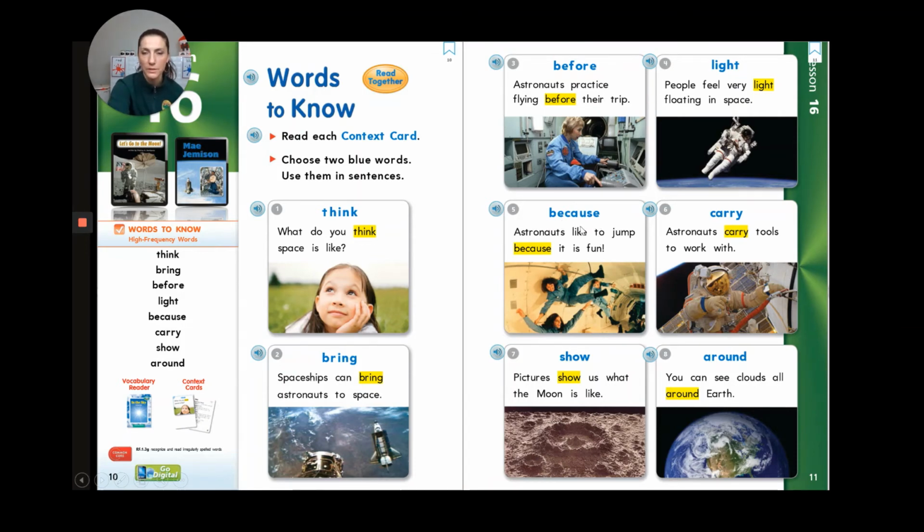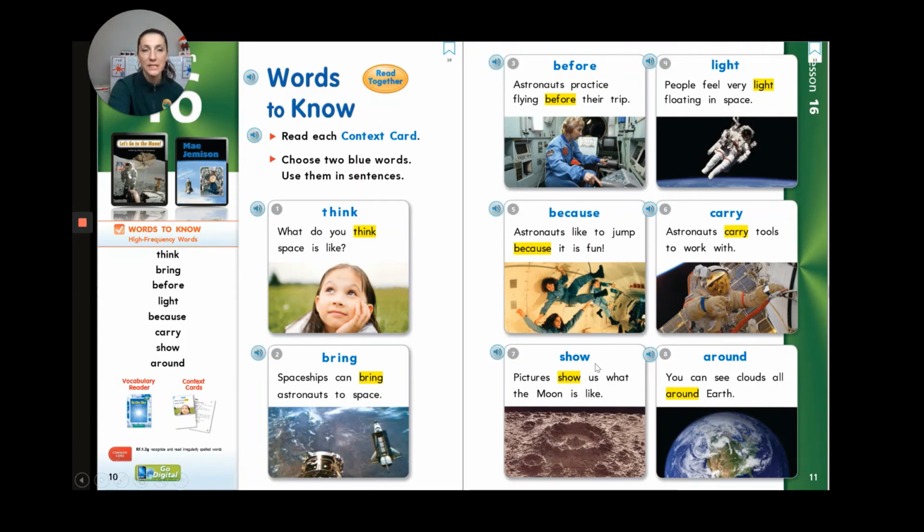C-A-U-S-E, because. Number 6 is carry. A lot of you spelled it with one R. Some people spelled it with a K in the beginning. Carry is C-A-R-R-Y. We need to remember 2 R's. Astronauts carry tools to work with.